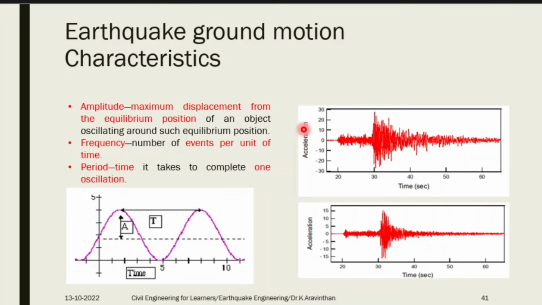If you are taking readings from the accelerometer, this is a graph which shows that the horizontal axis is the time in seconds, up to how long the earthquake occurs. On the y-axis you can see the acceleration. By understanding this figure, you know that there are different types of vibration. Can you now differentiate the types of vibration?